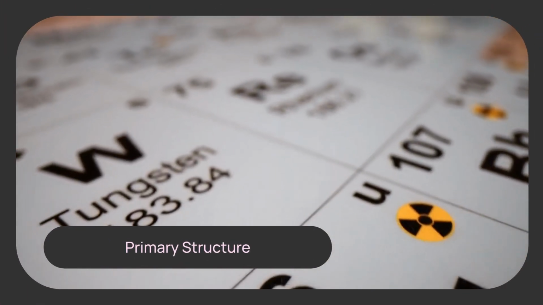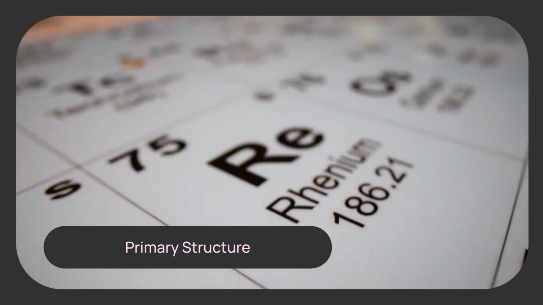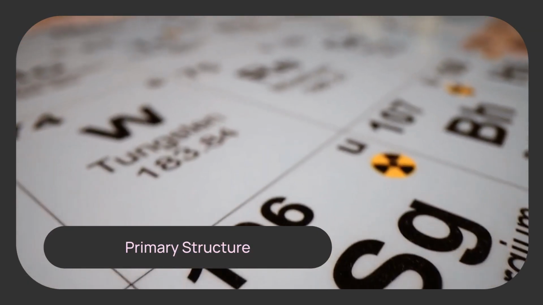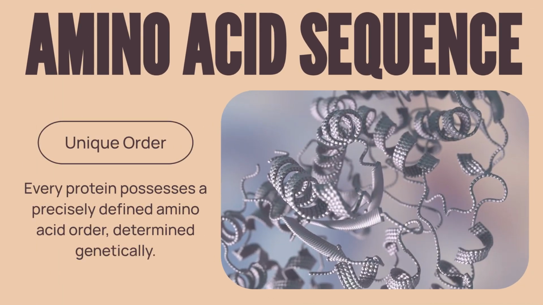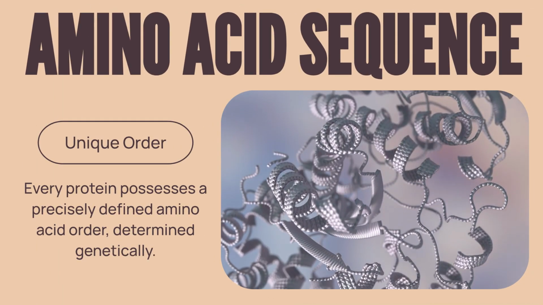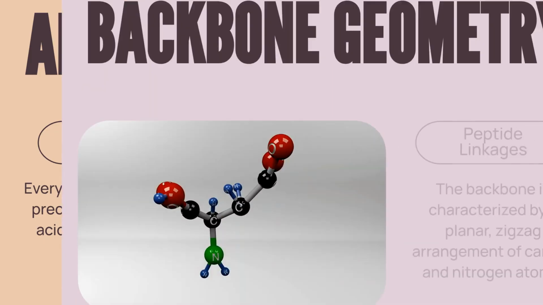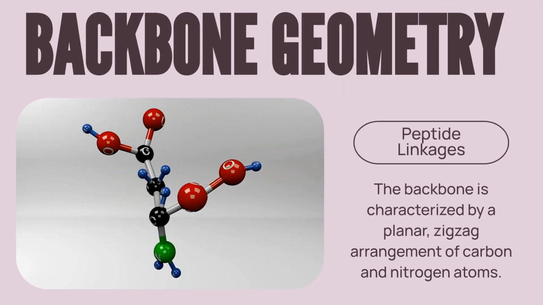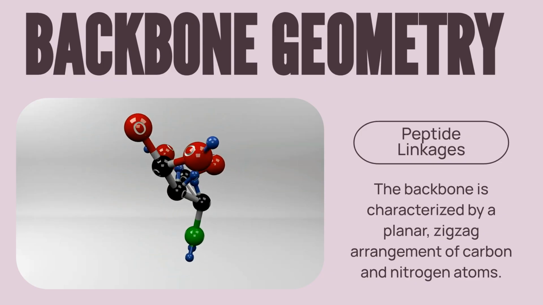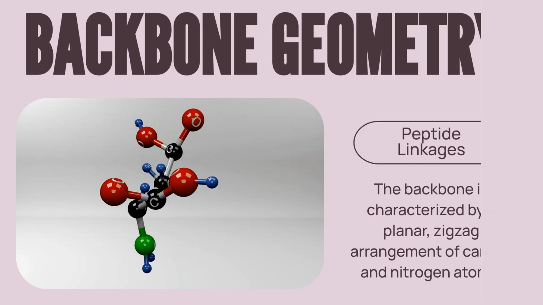Primary structure refers to the unique, linear sequence of amino acids linked together by peptide bonds. This specific order is not arbitrary. It is the fundamental blueprint for the protein's eventual 3-dimensional shape. The peptide bond itself is rigid and planar, forcing the protein backbone into a zigzag arrangement of atoms.